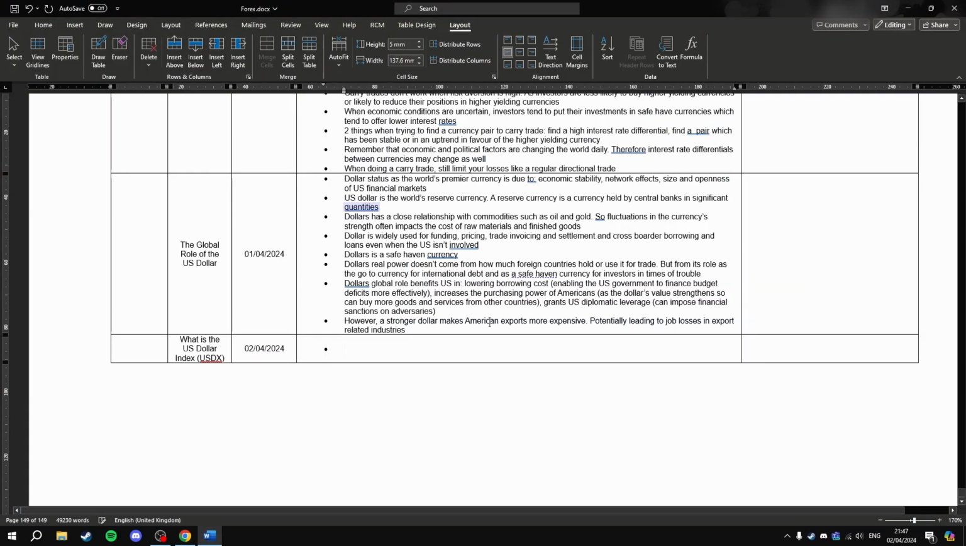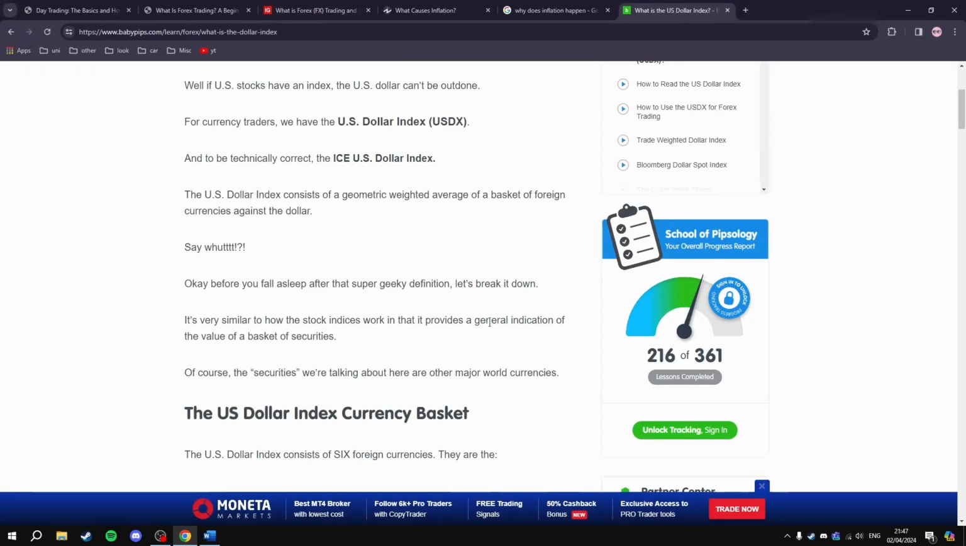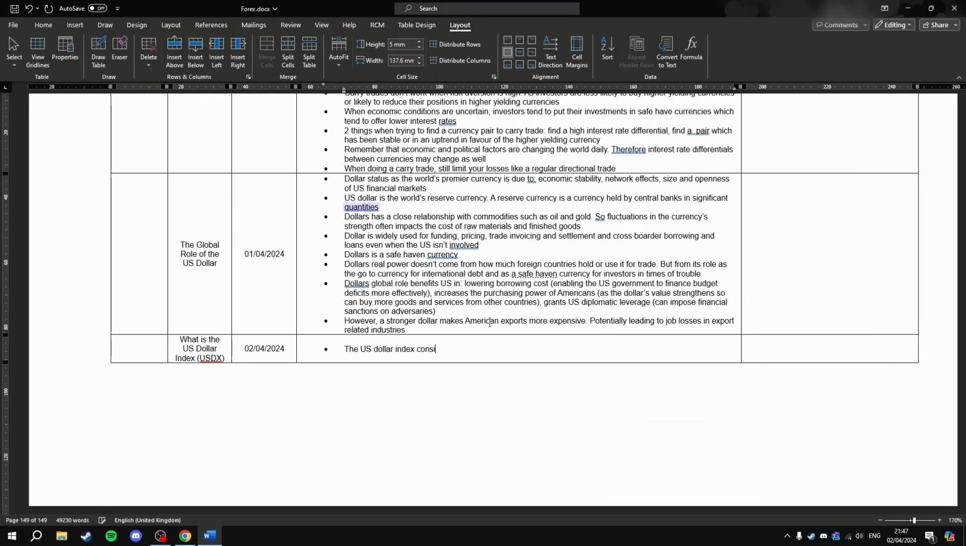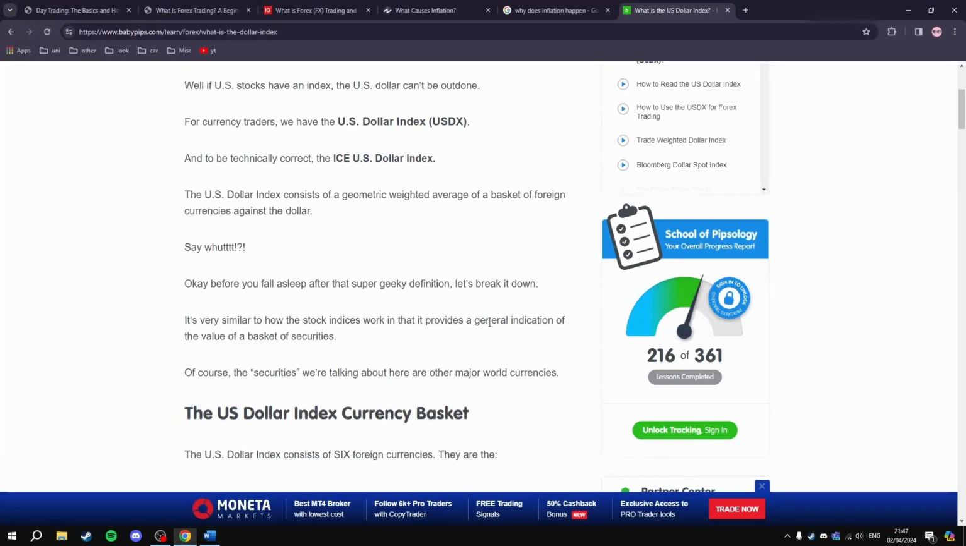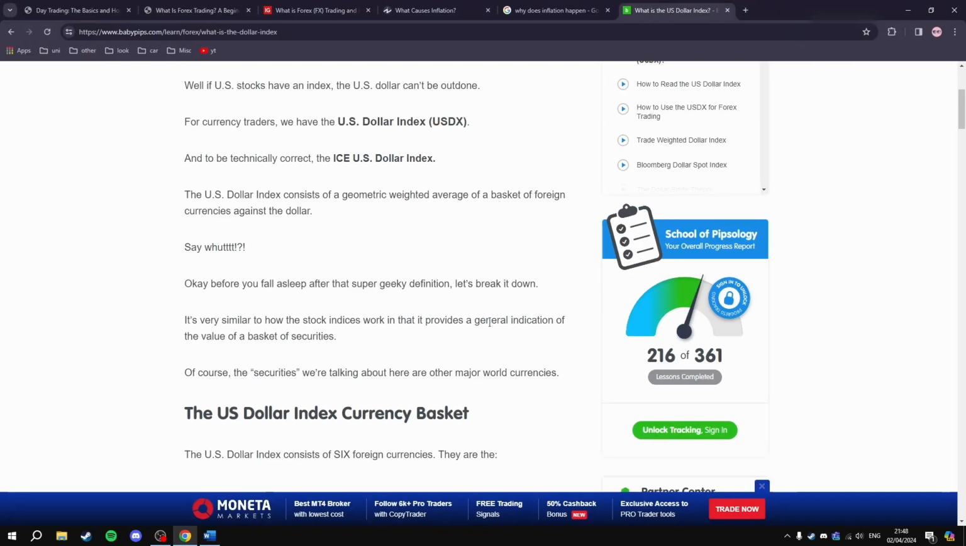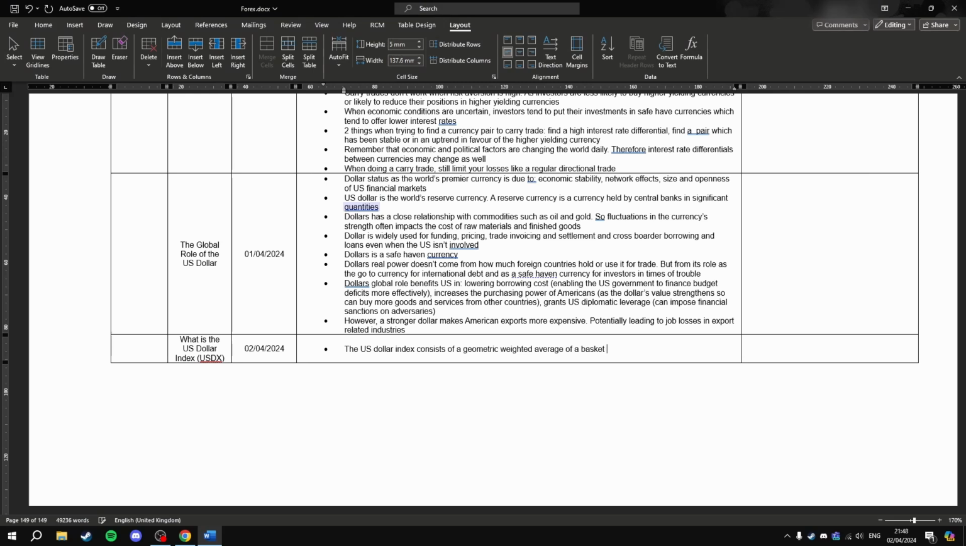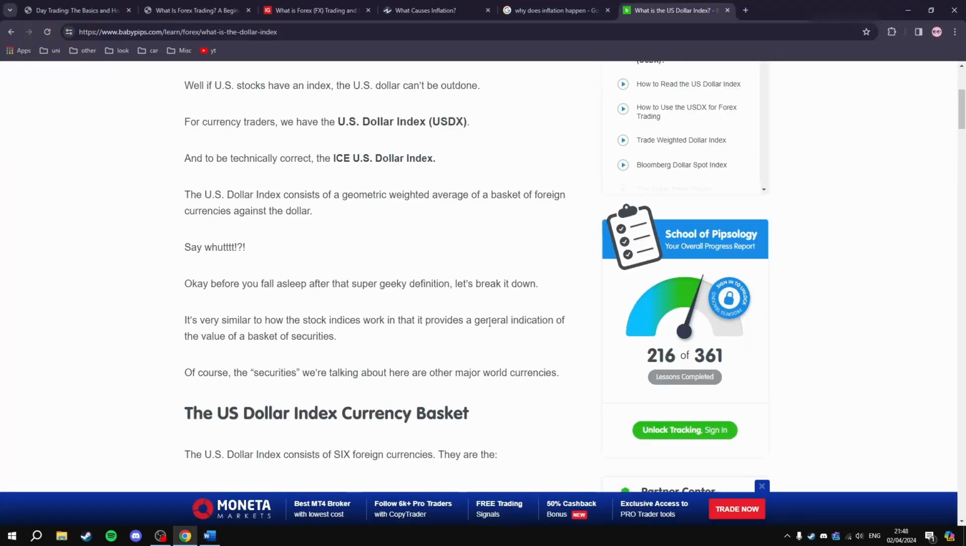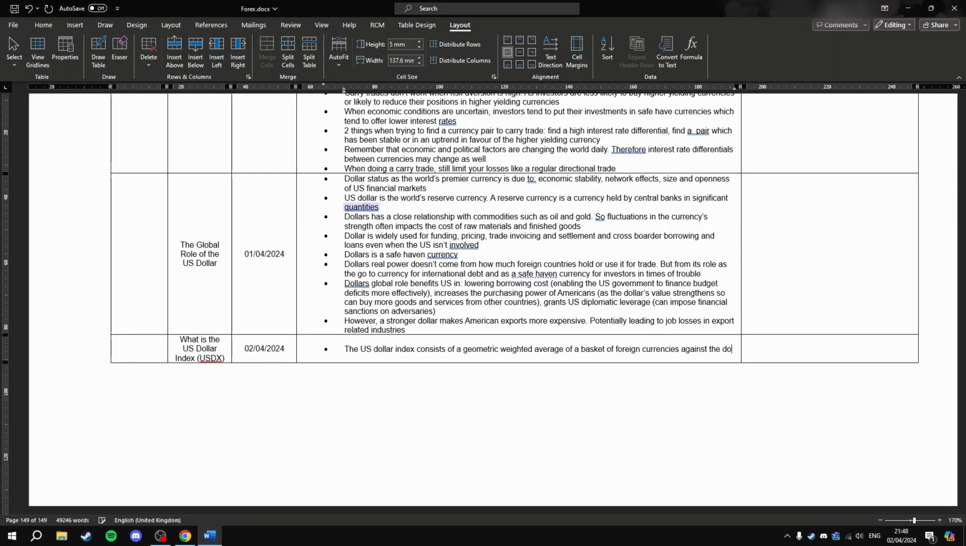Right, so the US dollar index consists of a geometric weighted average of a basket of foreign currencies against the dollar.